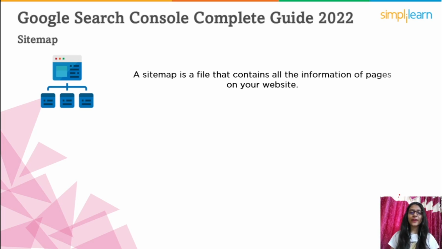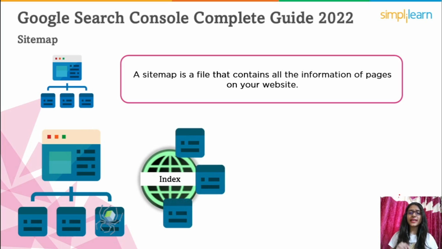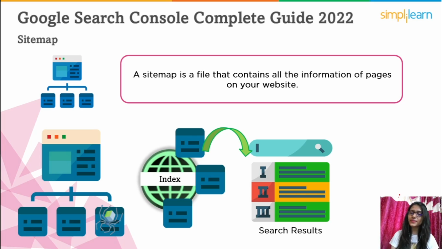A sitemap is a file that contains all the information about the pages on your website. This helps search engine crawlers to crawl your website, understand your website structure, and index the pages more efficiently. The more the crawler indexes your pages, the higher the chances for the pages of your website to appear in the search results. With the help of sitemaps, you can provide information about various content like pages, videos, images, etc. As you can understand, a sitemap plays an important role in the indexing process.